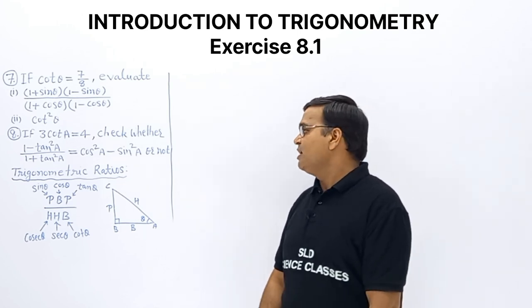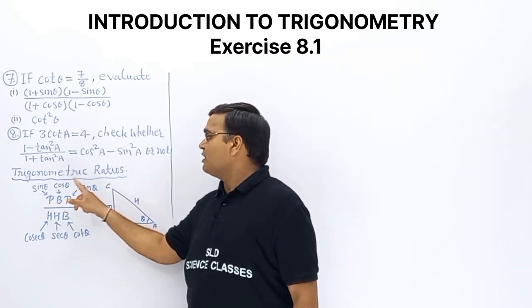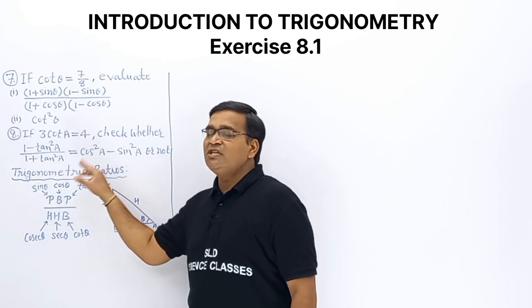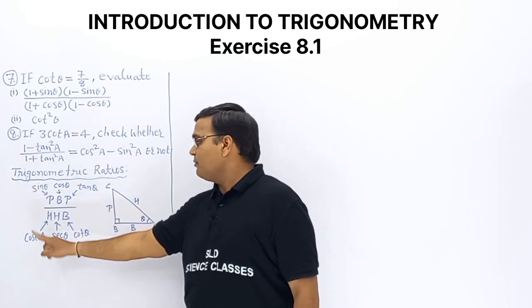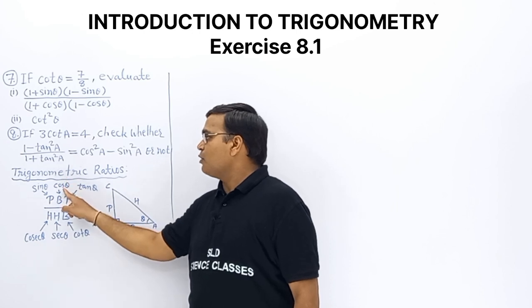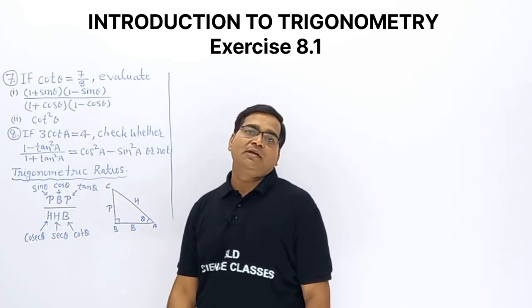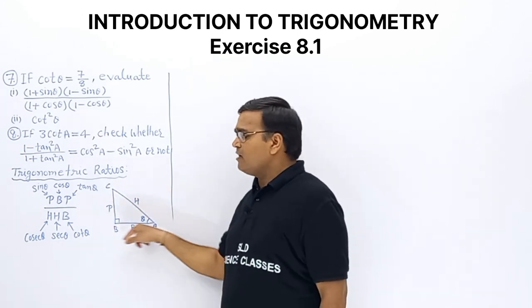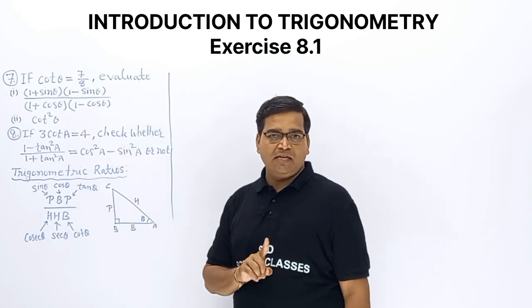We have 6 trigonometric ratios: sin theta, cos theta, tangent theta, and the reciprocals of these ratios. The reciprocal of sin theta is cosec theta. The reciprocal of cos theta is sec theta. The reciprocal of tangent theta is cot theta. Clear?